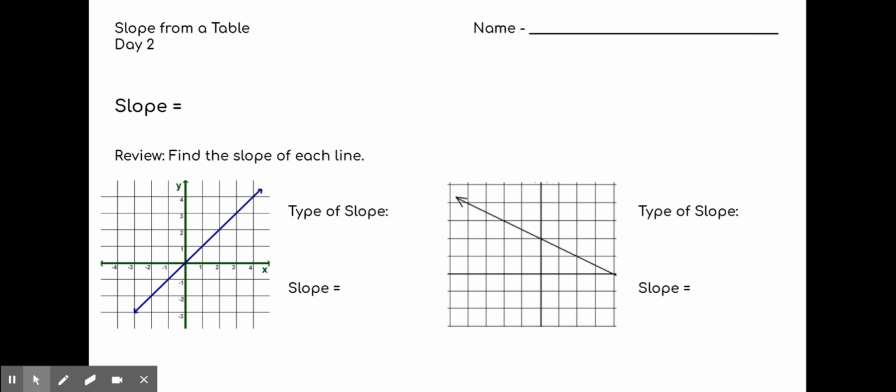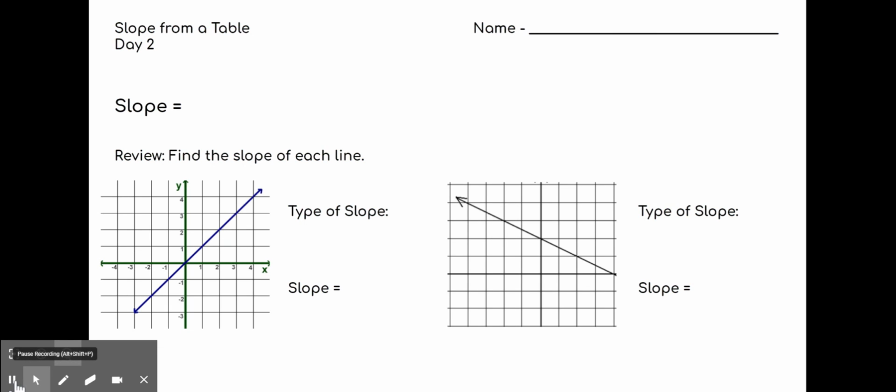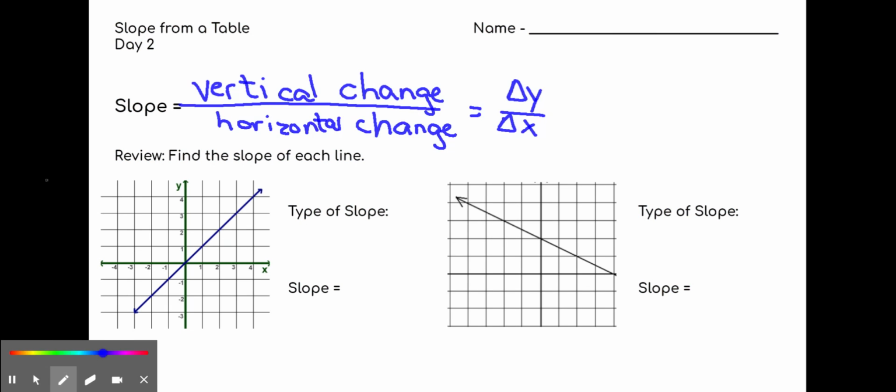So slope is a ratio, and I want you to pause the video and write in what the ratio is when we are finding slope. Okay, did you remember? Slope is, for a line, the amount of vertical change over the amount of horizontal change. It's the ratio of the vertical change to the horizontal change.